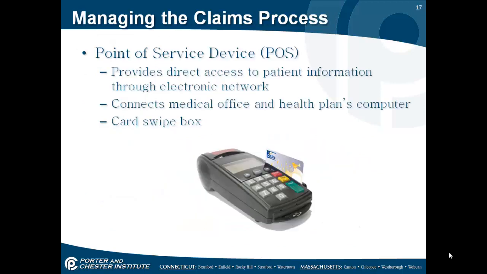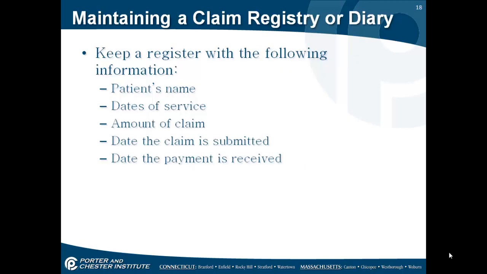Managing the claims process. A point of service device provides direct access to patients' information through an electronic network. It connects the medical office and the health plan's computer, and they have a card swipe box. It kind of looks like a credit card machine. Maintaining a claim registry or diary: keep a registry with the following information: patient's name, the date of service, the amount of the claim, the date the claim was submitted, and the date the payment was received.